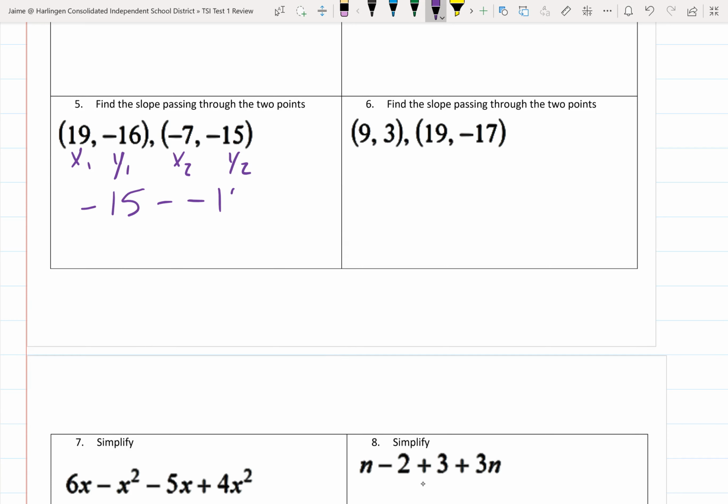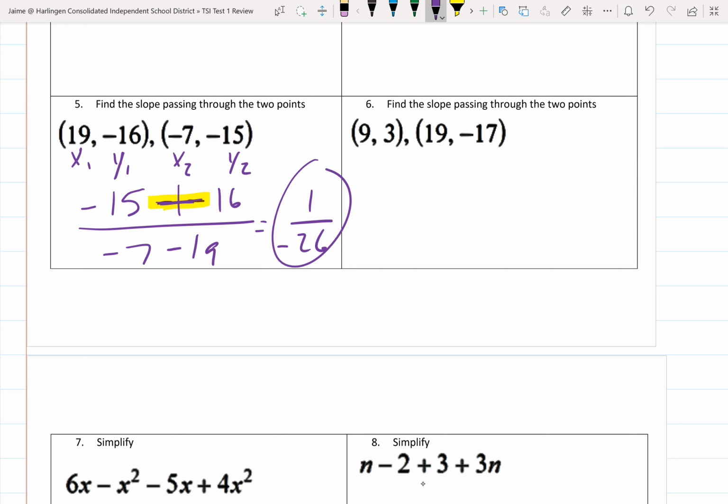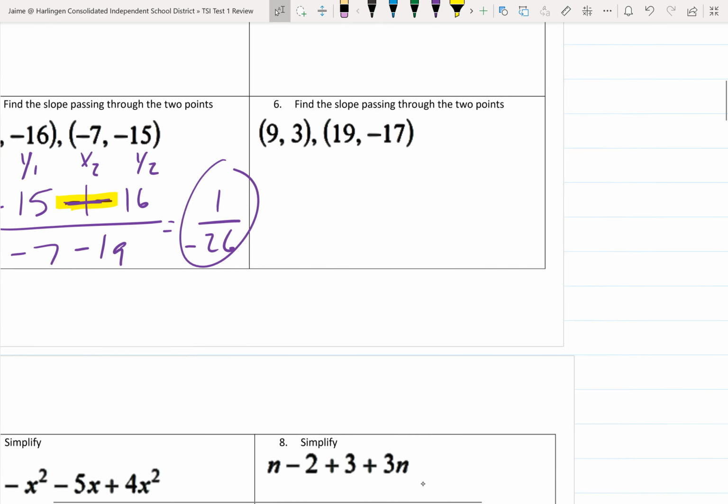-15 minus a -16 over -7 minus 19. Those two minuses right here turn into a plus sign. So the -15 plus 16 is 1. -7 minus 19, they're both negative, so you add them, that'd be -26. You can't reduce it, so you leave it alone.